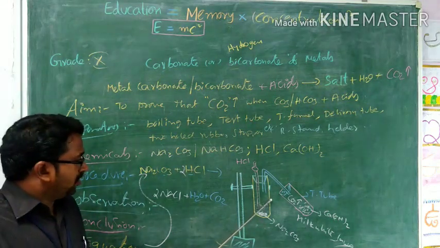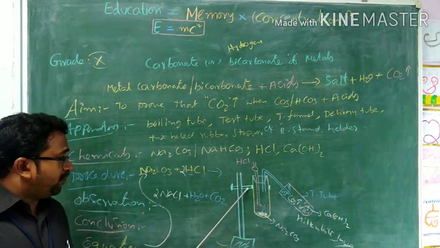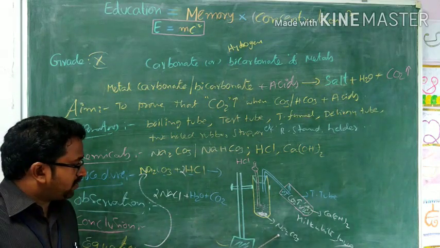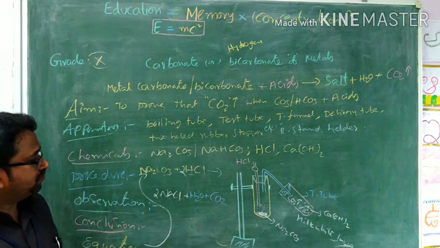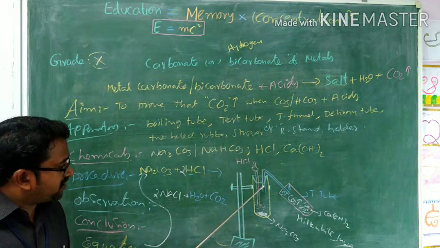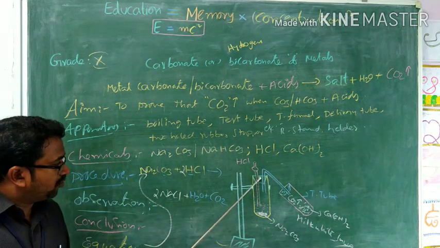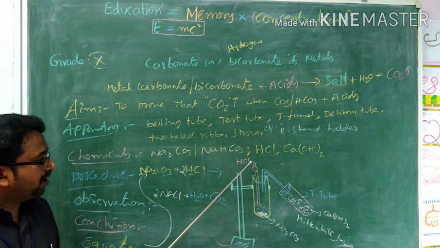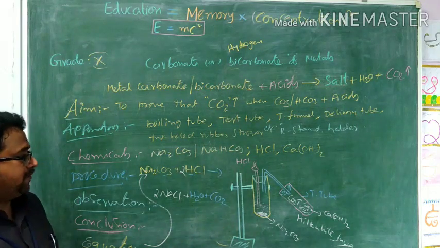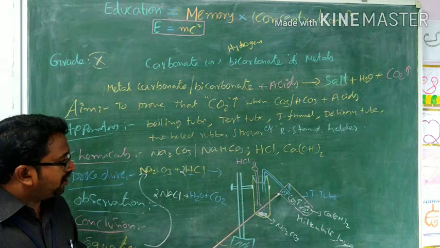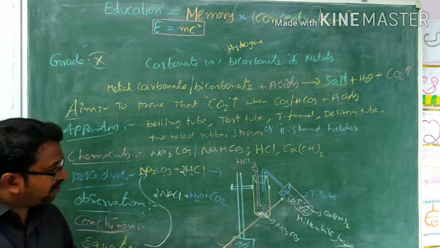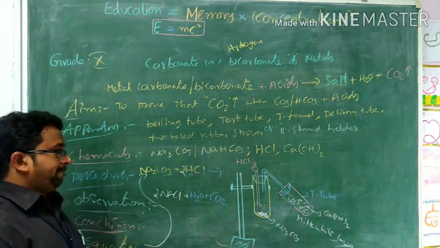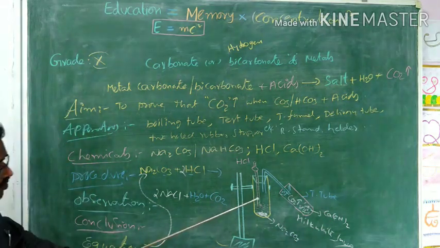Procedure: Fix the boiling tube with the help of a holder to the retort stand and take some amount of sodium carbonate in the boiling tube. Insert the delivery tube through one hole of the 2-hole rubber stopper which is fixed to the boiling tube, and in the other hole insert the thistle funnel. The other end of the delivery tube should be in a test tube containing calcium hydroxide limewater. That's about the procedure and arrangement.